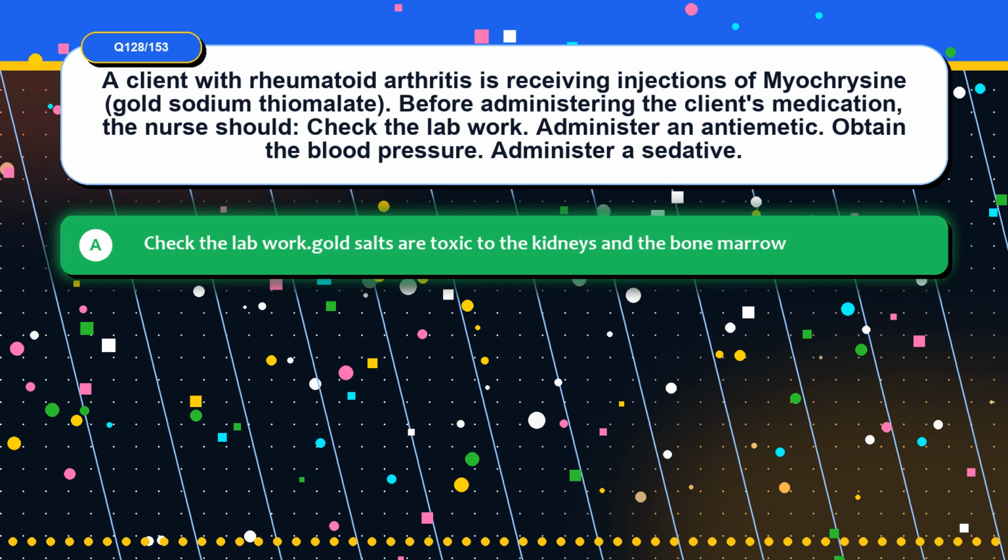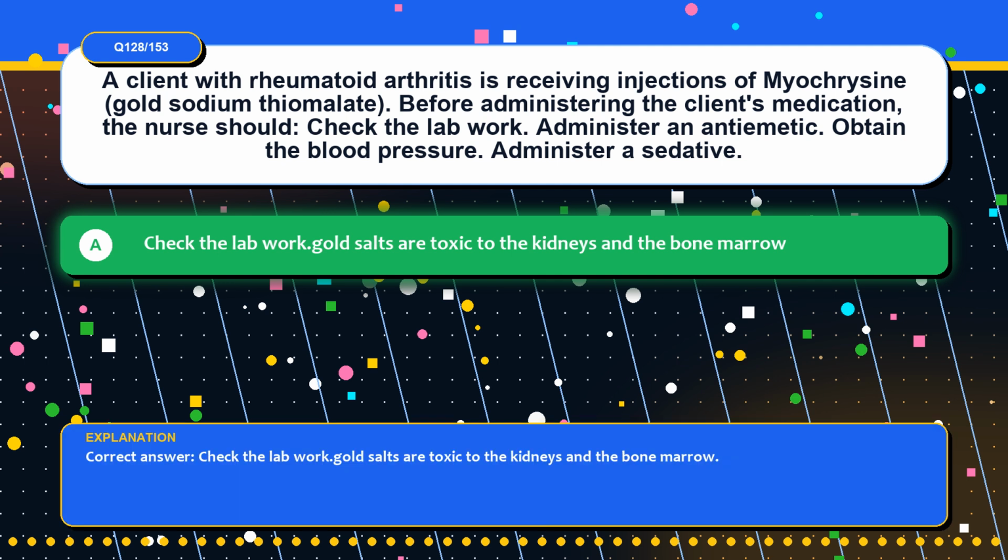The correct answer is option A. Check the lab work. Gold salts are toxic to the kidneys and the bone marrow.